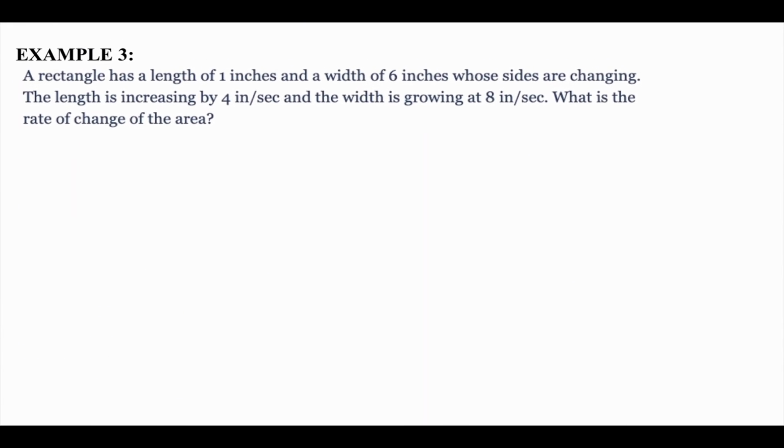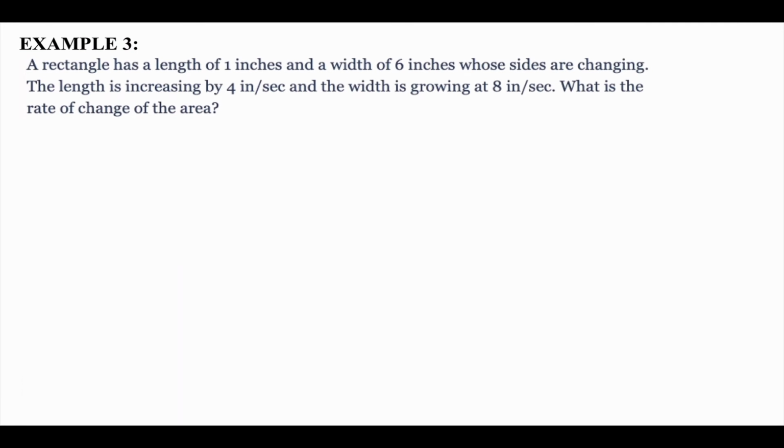All right, so let's look at an example. First example, first actual related rates example. Most of the time, it's going to be about a shape. Today, we're going to do 2 dimensions. Tomorrow, we'll do 3-dimension shapes. So 2-dimension shapes: squares, rectangles, circles, triangles, things like that. This one's a rectangle. A rectangle has a length of 1 inch and a width of 6 inches. That's what the rectangle has right now, whose sides are changing as we speak.